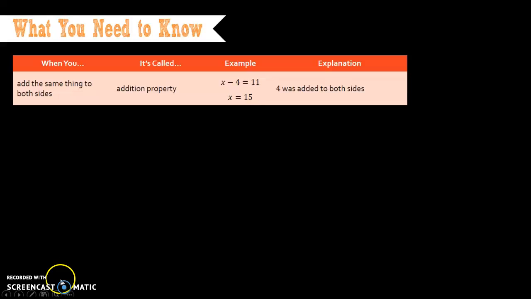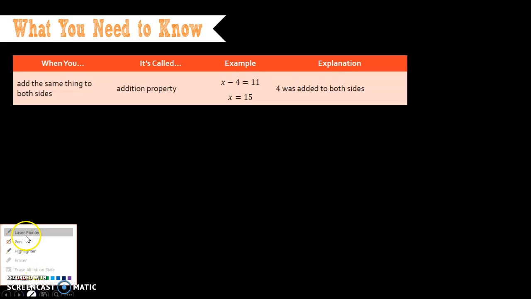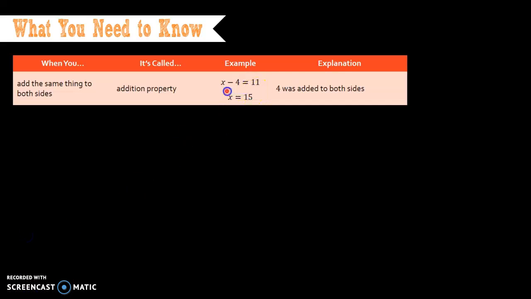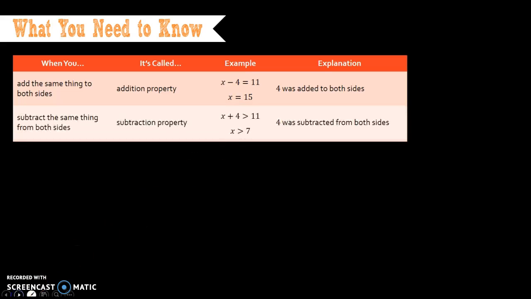And here's an example. We have x minus 4 equals 11. We need to add 4 to both sides to solve it to get x equals 15. So that's an example of the addition property. We added 4 to both sides.